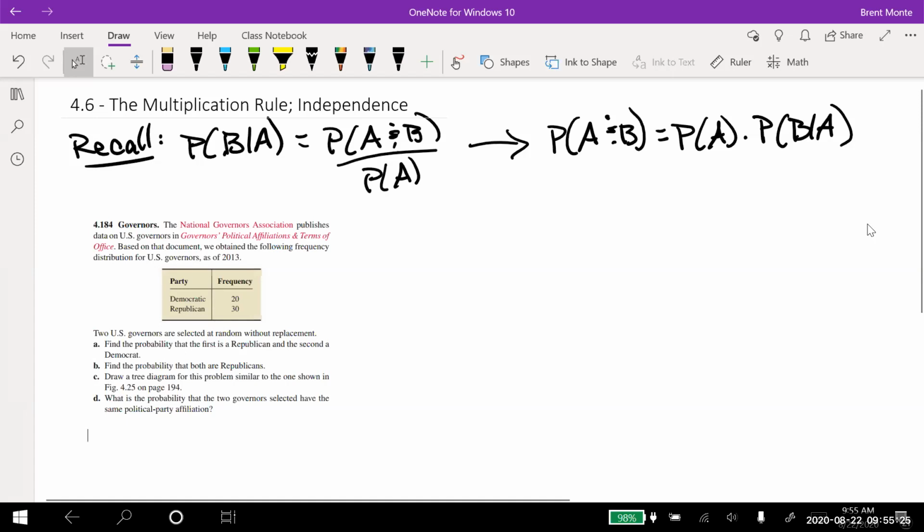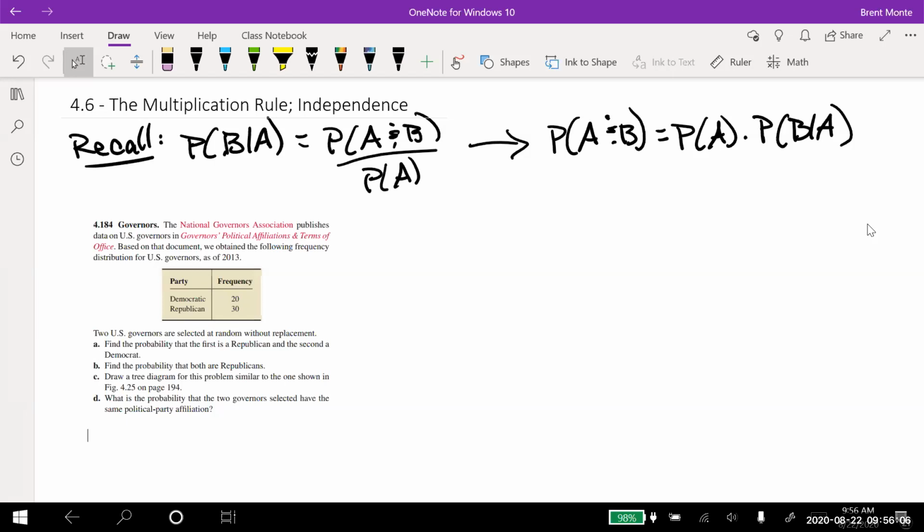It says governors. The National Governors Association publishes data on U.S. governors and governors' political affiliations in terms of office. Based on that document, we obtained the following frequency distribution for U.S. governors as of 2013. There were 20 Democratic governors and 30 Republican governors. 2 U.S. governors are selected at random without replacement. That without replacement means the same governor can't be picked twice. So once that governor is picked, he or she is out of the pool. You have to pick somebody else as your second pick. A says find the probability that the first is a Republican and the second is a Democrat.